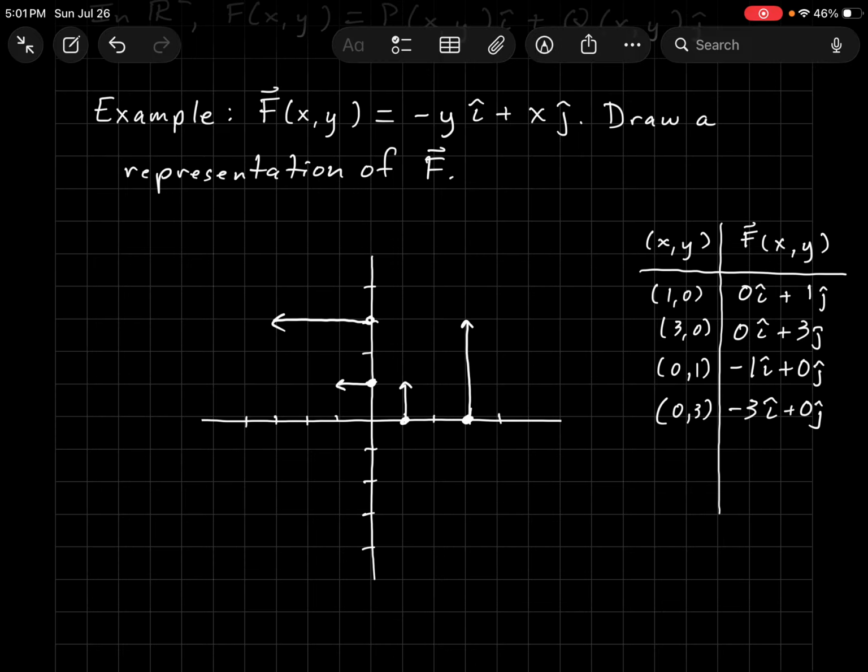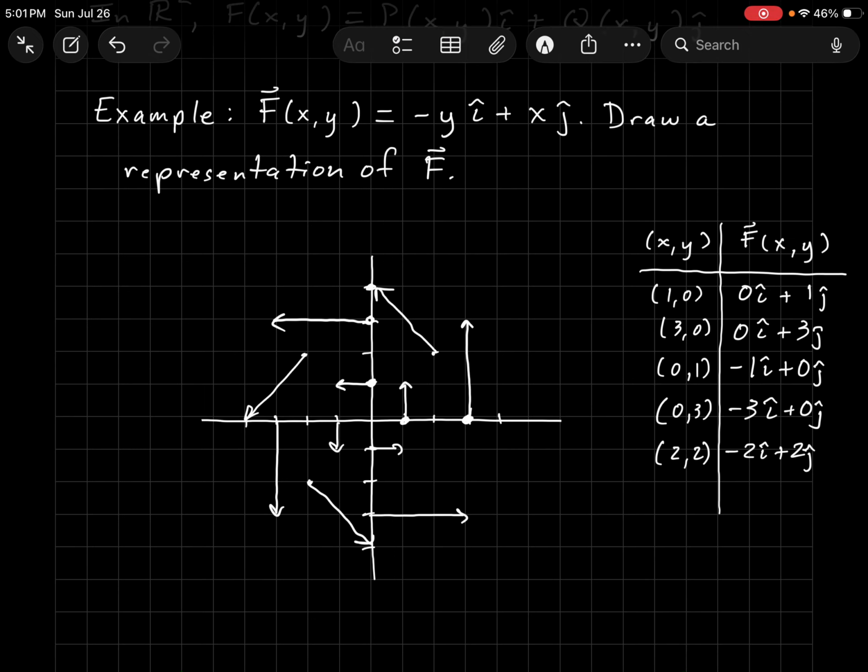How about the point, say, 2, 2? Well, negative y i plus x j will give us negative 2 i plus 2 j. So at the point 2, 2, that vector would be negative 2 on the x, 2 on the y, pointing up like this. And if we found a few more points, we could fill in more detail, but I think you get the idea at this point. Something along these lines.